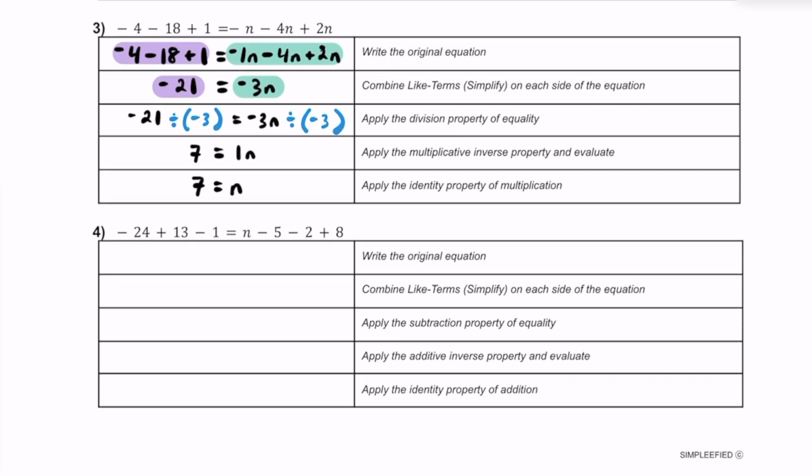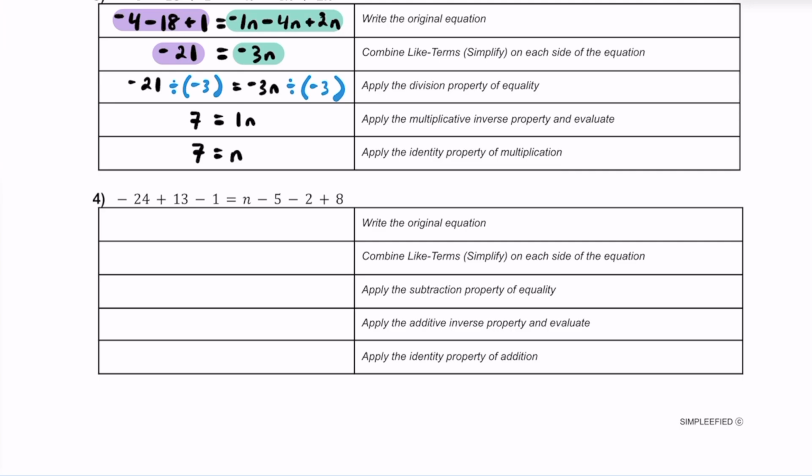All right, cool. Let's try one more of these types of problems. We'll start by writing the original equation down. We have -24 plus 13 minus 1 is equal to, and then we have n, which is 1n, and then -5 minus 2 plus 8. Okay, let's clean up the left side, combine some like terms here. -24 plus 13 is going to be -11. -11 minus 1 is going to be -12. So if we combine all the constants on the left side, we just get -12.